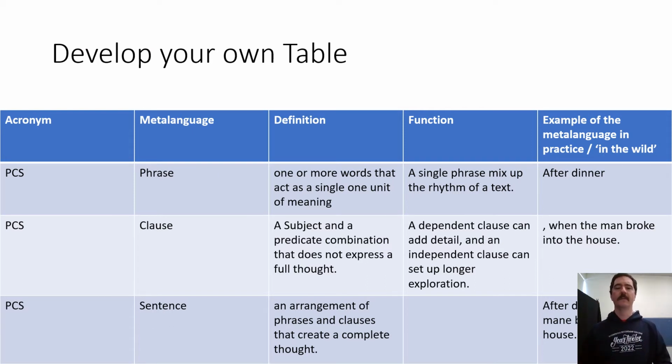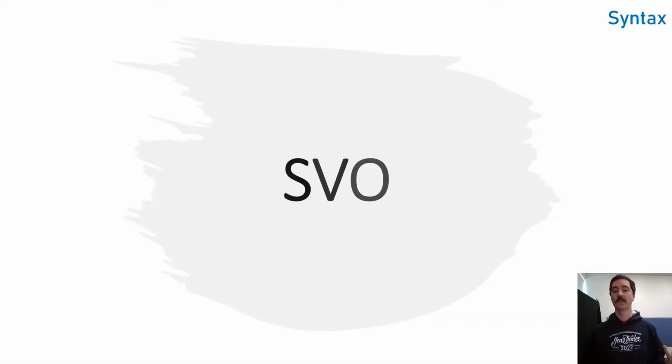I've done the first three for you to get you started, but your job is, for each element of the acronym, to write a definition, a function, and then if you can find an example, the more real world, the better, because then any real world examples you think are really good, you can prepare for your expository essay, Section C.